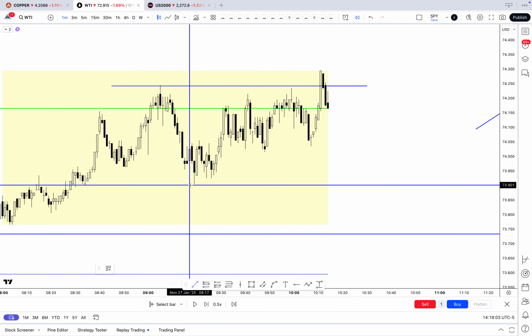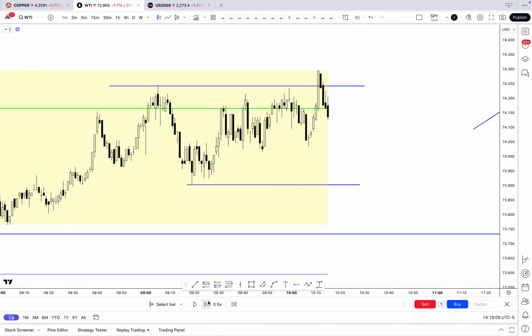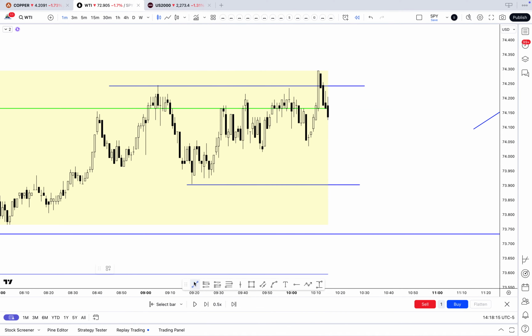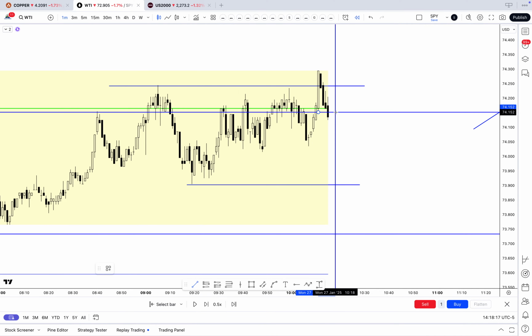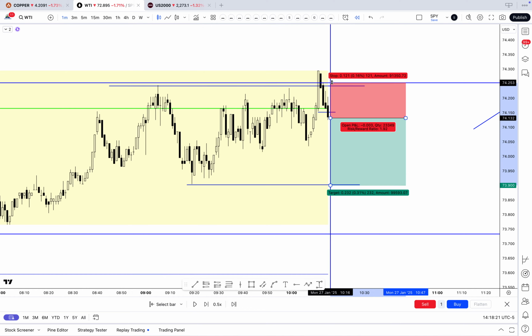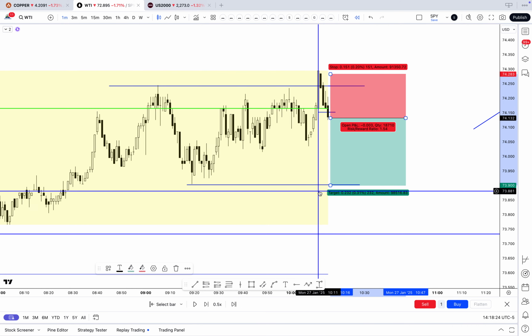What would I be looking for? Engulfments and pin hammers. Now that is a pin hammer. 10:14, 10:15, the engulfment of the high bull candle. This would be my entry. I would have a 15 pip stop.